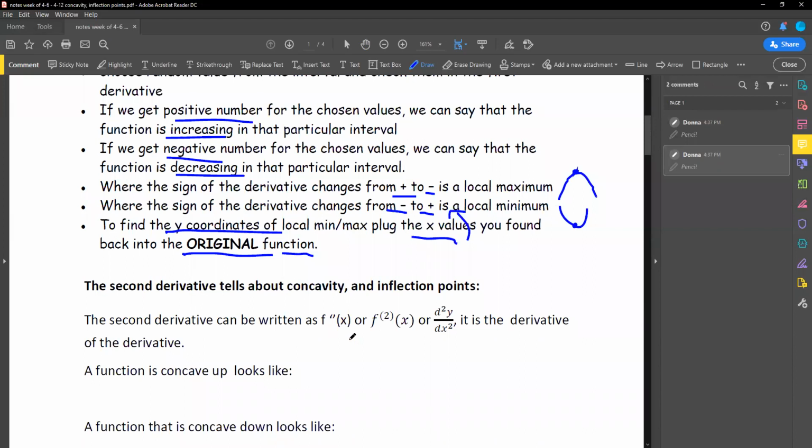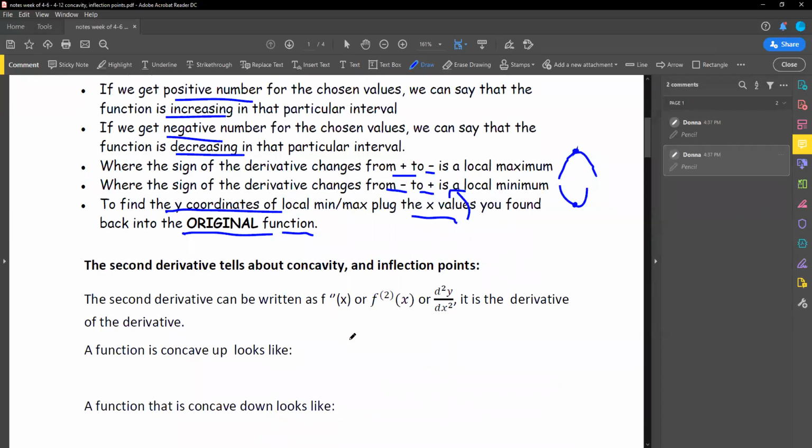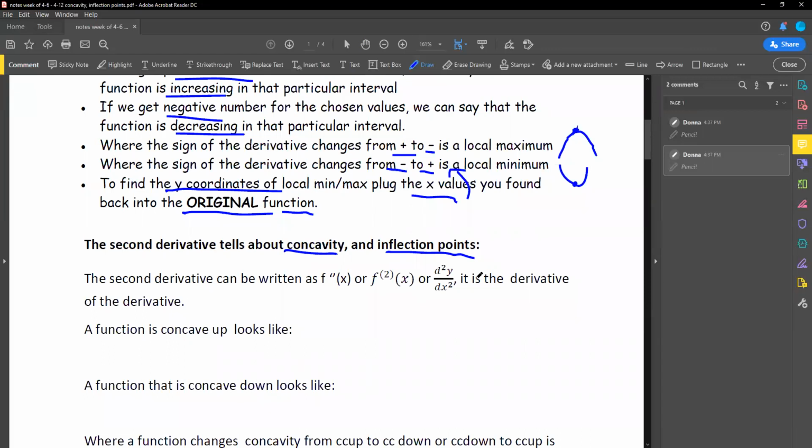Now, that's the first derivative. The second derivative is the derivative of the derivative, right? And it tells us about a graph's concavity and inflection points. So the first derivative tells you about increase and decrease and relative extrema. The second derivative tells you about what we call concavity and inflection points. The second derivative could be written with f double prime of x, or like this, f2 of x, or d2y dx squared.